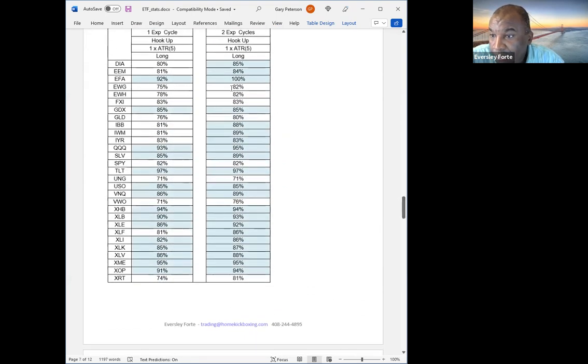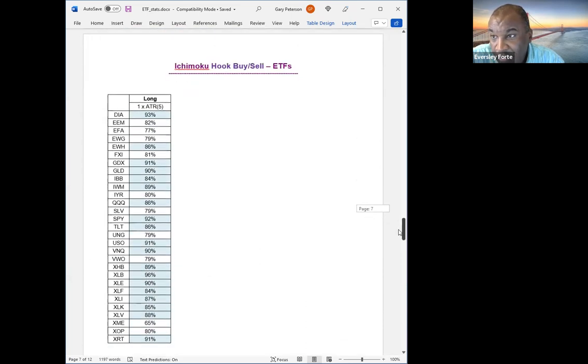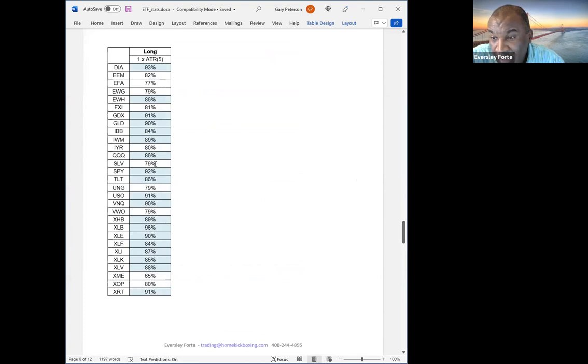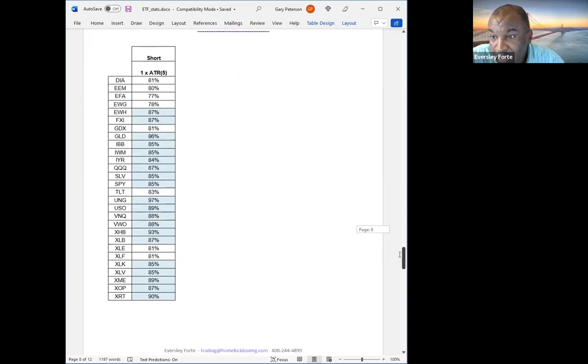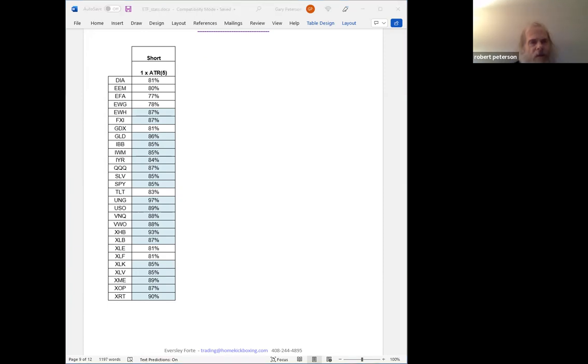T-hook. See all the light blue? Those are the ones we trade with. Great strategy. This one, market bottom. This is our favorite strategy for market bottoms. This is an Ichimoku strategy. And this is the one for market tops. This is the one that was the biggest winner in February and March 2020 when the market just got crushed for several weeks. Okay, I'm going to go back to the handout.